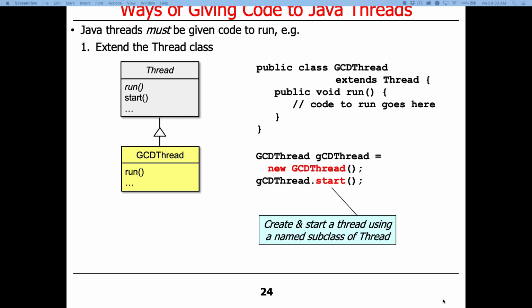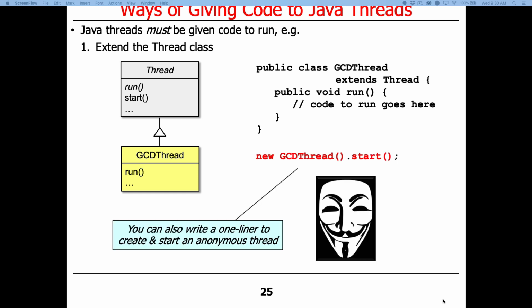We'd say new GCDThread, which is a GCDThread, and we would say GCDThread.start. In fact, you could actually say Thread GCDThread = new GCDThread, then GCDThread.start. You don't have to say GCDThread, you can just say Thread because it's subclassing. So we go ahead and start it, and what that will do is run the computation in the GCDThread implementation.